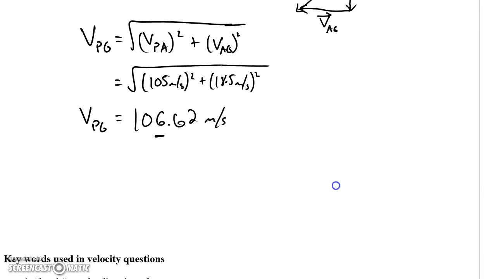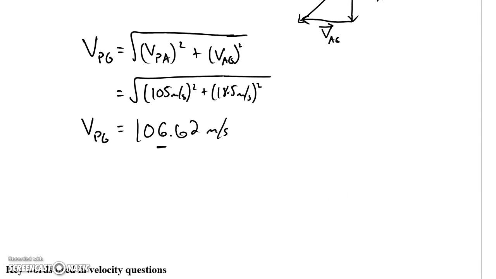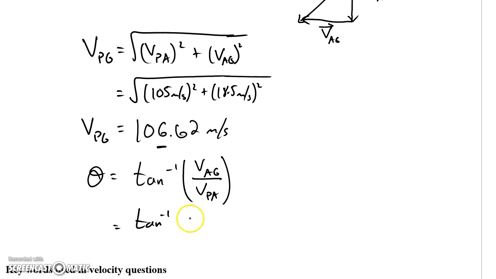We also want to figure out our angle before we say our final answer. So our angle, theta, we always want to use what we're given, so it's better to use tan, though you could use sine or cosine, which would be VAG over VPA. Plug in our numbers, VAG is 18.5 meters per second over 105 meters per second equals an angle of 9.992 degrees. So we're not really that far off of our original direction, but in terms of flying a plane, that makes a big difference.